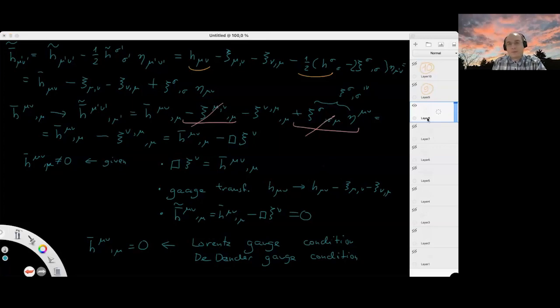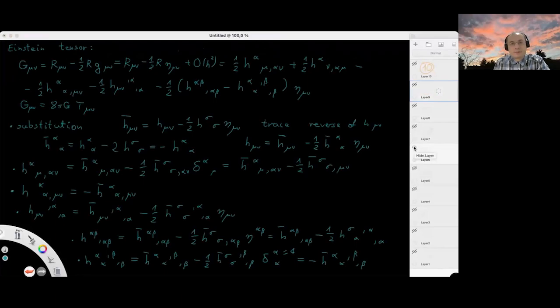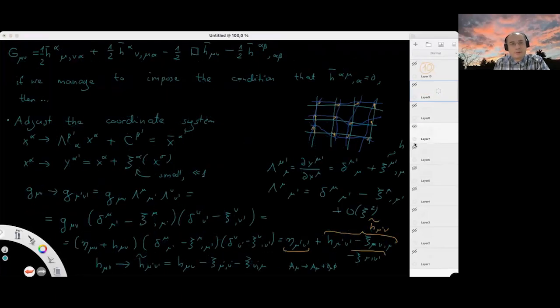Now, what's the advantage of this procedure? Well, as we noticed, in the new gauge the Einstein equations take the form of, let's go back to here. This vanishes, this vanishes, this vanishes, minus half box h bar mu nu.